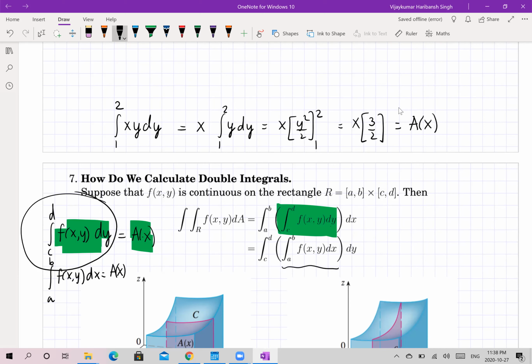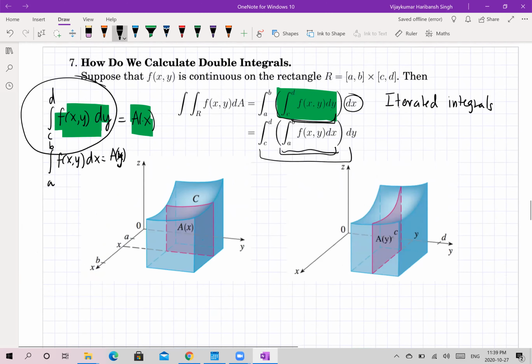Similarly, we have the integral from a to b of f(x,y) dx equals A(y). So then the way to compute that integral is either you compute with respect to y first and then with respect to x, or you compute with respect to x first and then with respect to y. So these two integrals are exactly the same. These are called iterated integrals. The name means it's iterated, right? You first do with respect to y and then with respect to x. So you're iterating the integral.